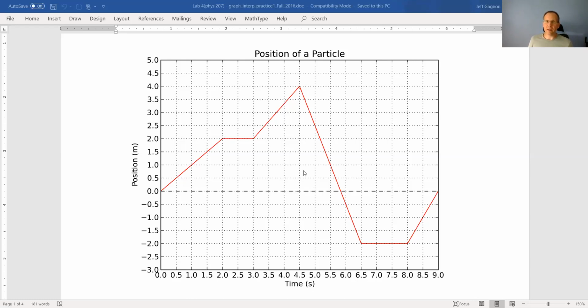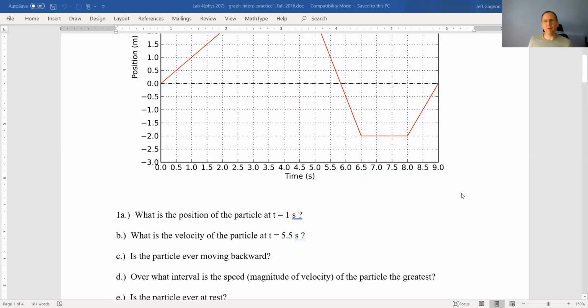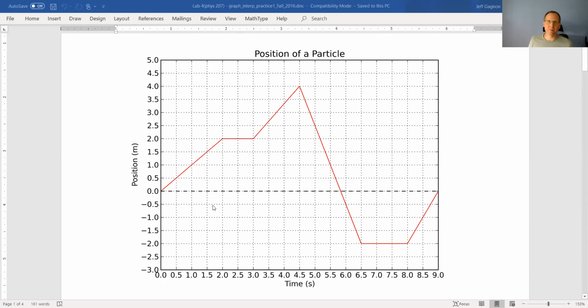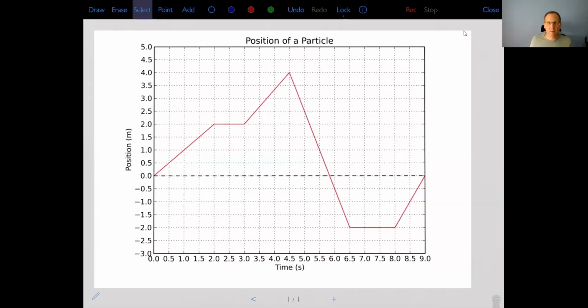So I'm going to walk through this, and I'll try to do this on the iPad. I think it'll be easier. And I have a bunch of questions that I want to ask about this particular graph. All right, so let me go to the iPad. Okay, so here's the position versus time graph. And the first question is, what is the particle's position at 3 seconds?